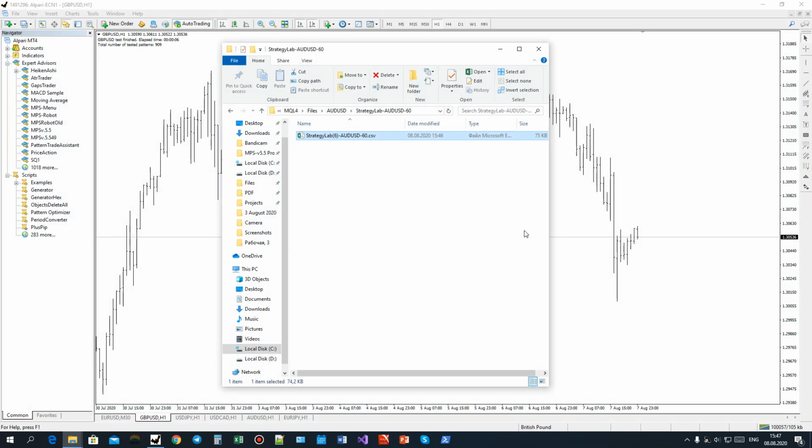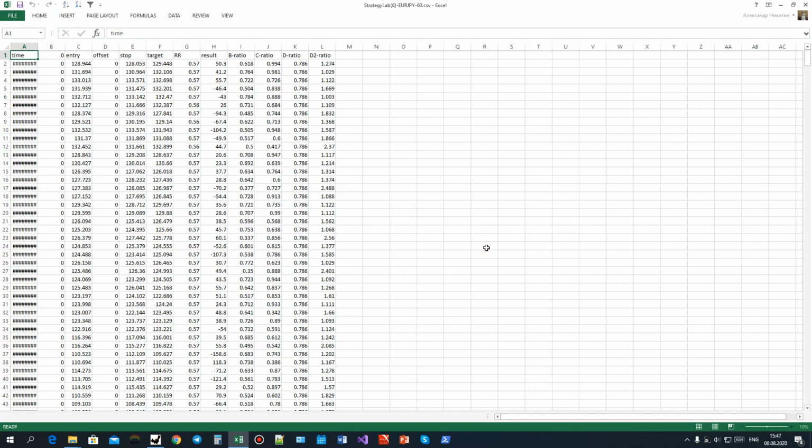Okay, don't save it. And then Aussie dollar, euro yen is the last one for the 1 hour time frame. And then I'll do the backtest for the 30-minute time frame.